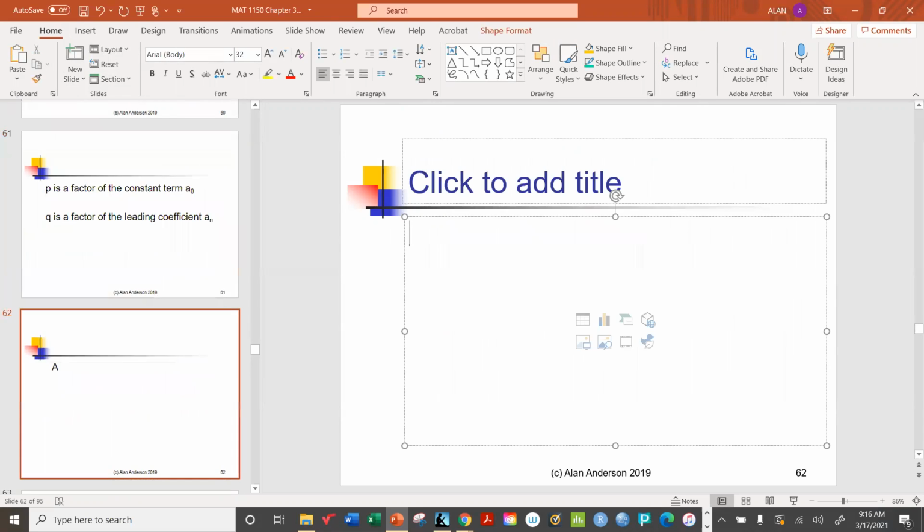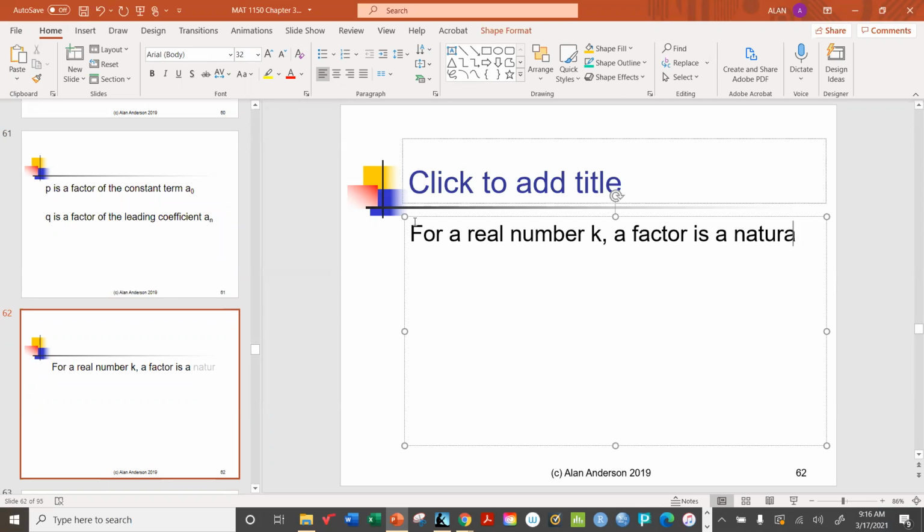Let's say for any real number, let's just call it K, a factor is a number. Actually, it's a natural number that evenly divides into K. Now, what exactly does that mean?